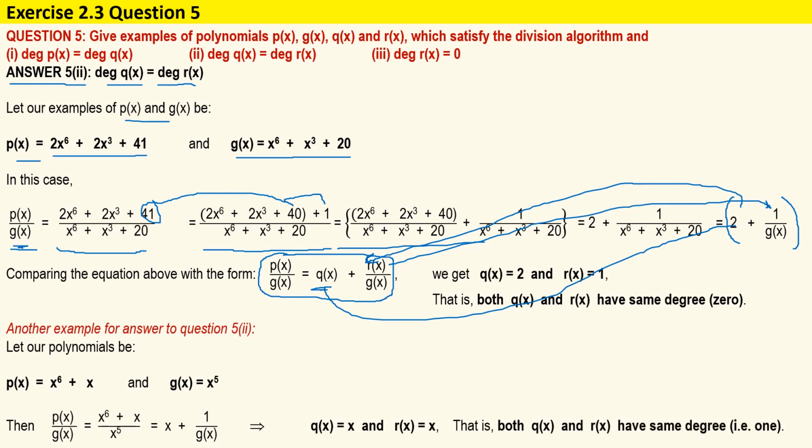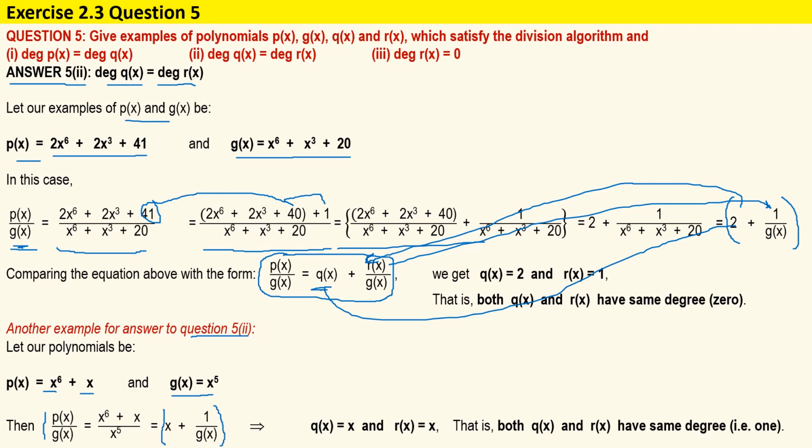Let's also give another example for this question number 5 part 2. Let our example polynomials be p(x) is equal to x^6 + x and g(x) be x^5. In that case, p(x) by g(x) will be equal to x + 1 divided by g(x).